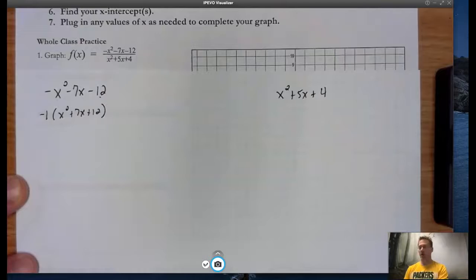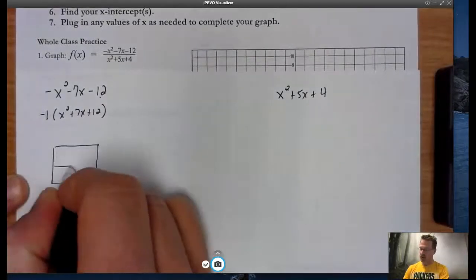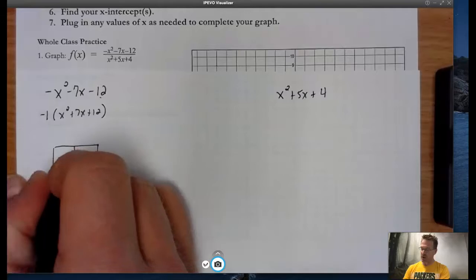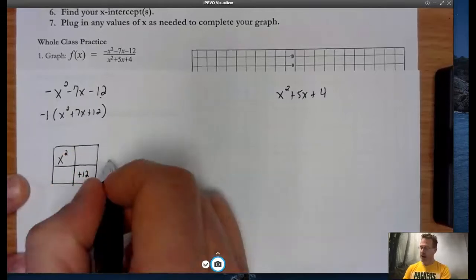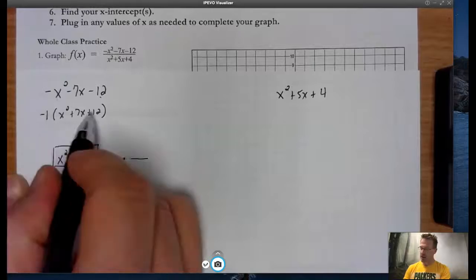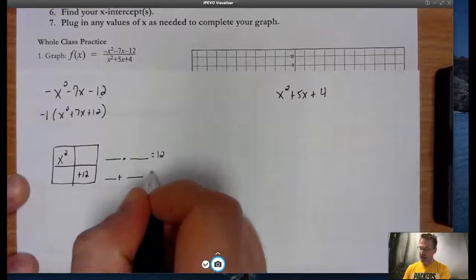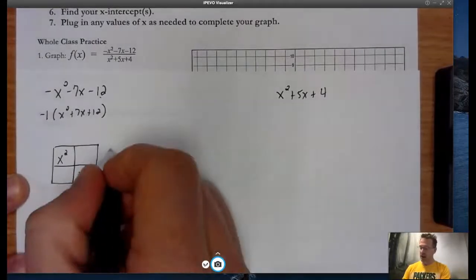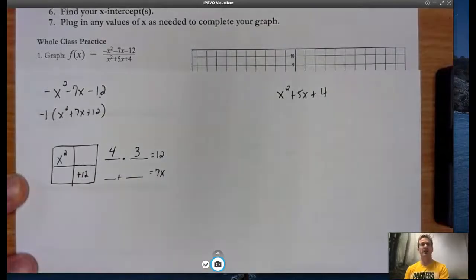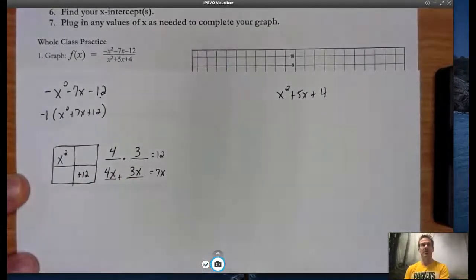Once again, I'm going to jump into our area model real quick. The a term goes in the upper left hand, the c term in the lower right hand. We're going to do a times c, so that's 1 times 12, which is positive 12. Then we have to find those factors of 12 that add to be 7x. When I look at this, I know that 4 times 3 is positive 12, and that means 4x plus 3x is 7x.